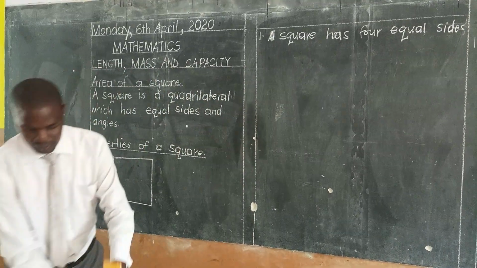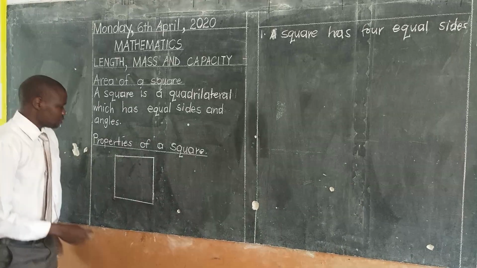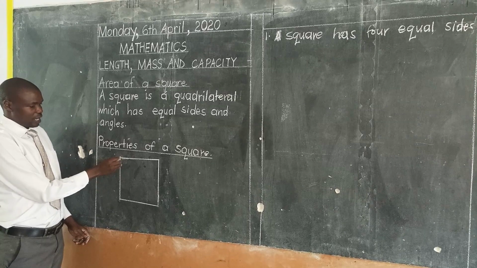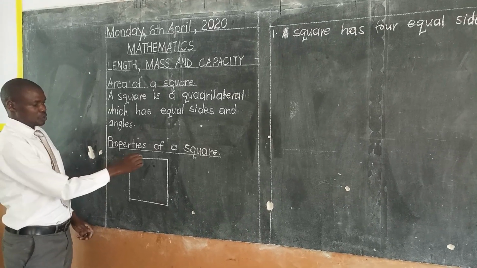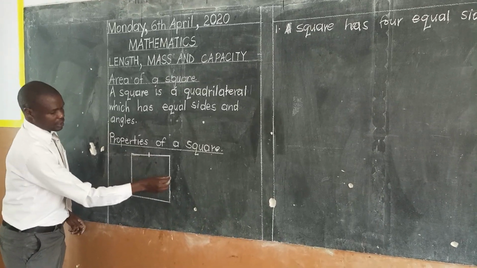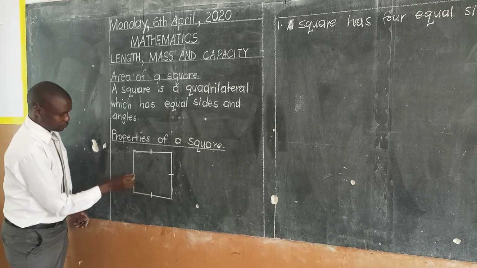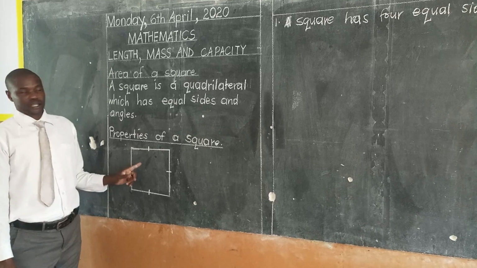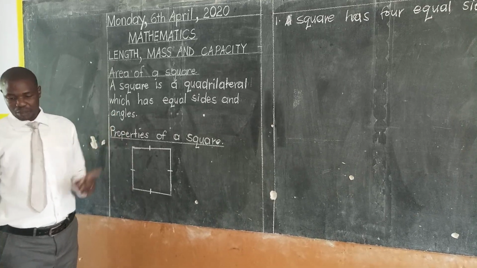equal sides. Now in our diagram here, to show that all sides are equal, we have a symbol we can put in our diagram here. To show that all sides are equal, this kind of mark. To show that all the sides of a square are equal. That is our property number one.